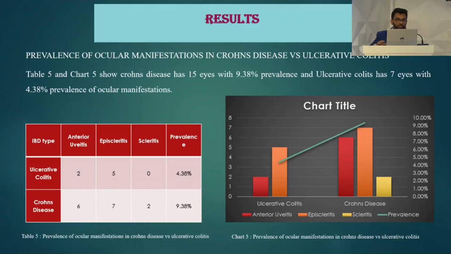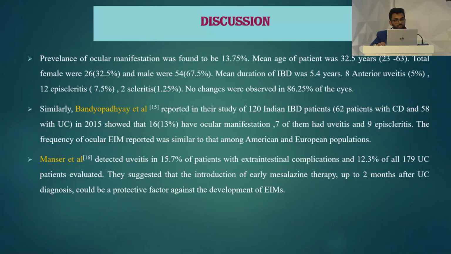We have seen also that even if the ulcerative colitis patients were more, the prevalence of the ocular manifestations was more in Crohn's disease than ulcerative colitis, where Crohn's disease had 9.38% prevalence and ulcerative colitis had 4.38% prevalence. So there are a few studies like Bandyopadhyay et al.